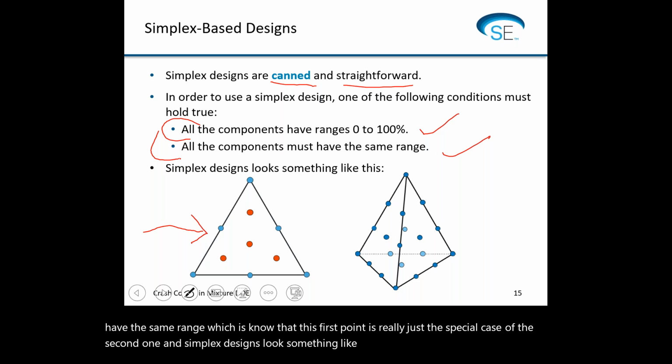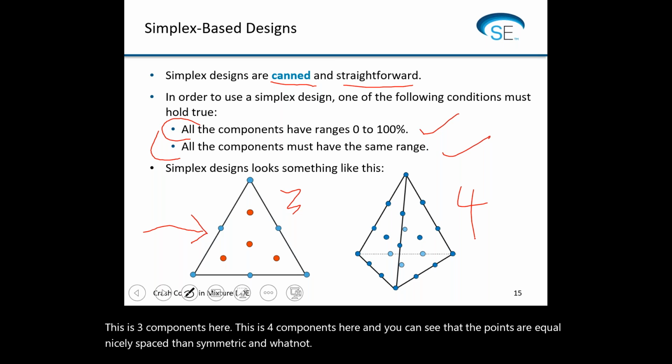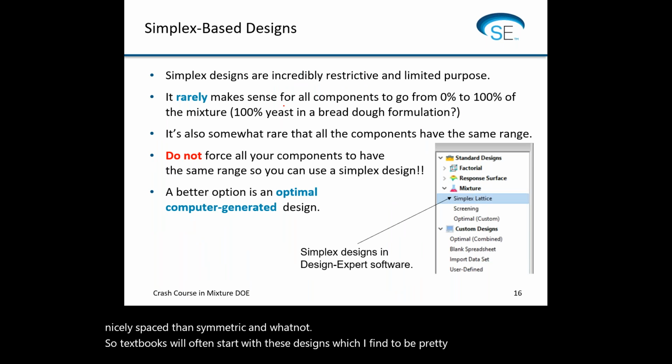There are these triangular designs where everything goes from 0 to 100, or everything has the same range. This is 3 components here. This is 4 components here. And you can see that the points are nicely spaced and symmetric and whatnot. Okay. So textbooks will often start with these designs, which I find to be pretty useless for the most part.